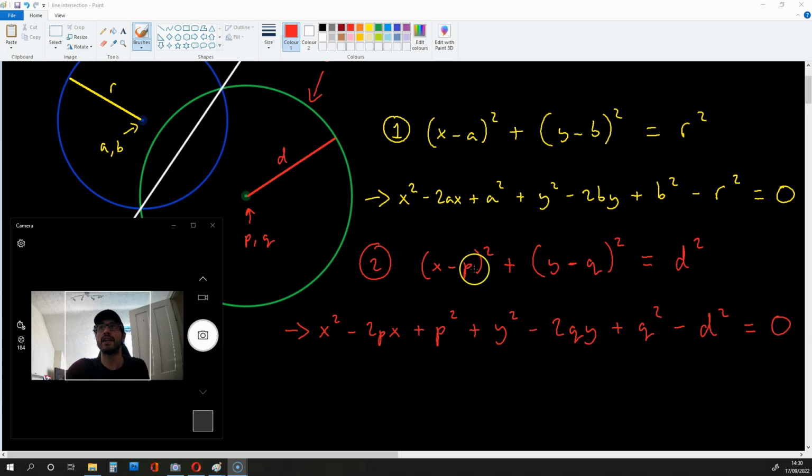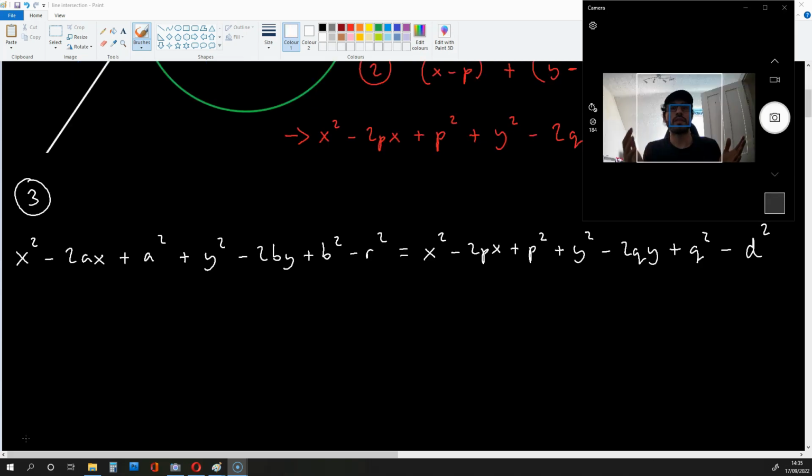And from here, you can say this expression over here in yellow is equal to this expression over here in red. That is like saying 0 is equal to 0. And from there, you can end up getting the equation of this line over here that cuts through the two circles by isolating y. Okay, so we make the new expressions in yellow and red equivalent to one another.